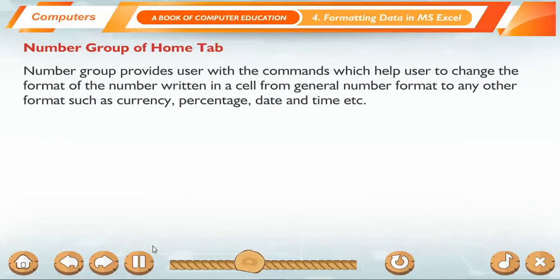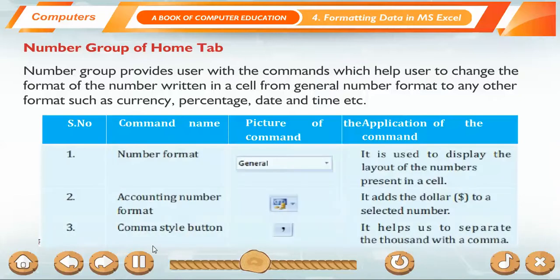Number Group of Home tab. The Number group provides the user with commands which help change the format of the number written in a cell from the general number format to any other format such as currency, percentage, date and time, etc. Command name. Picture of the command. Application of the command.